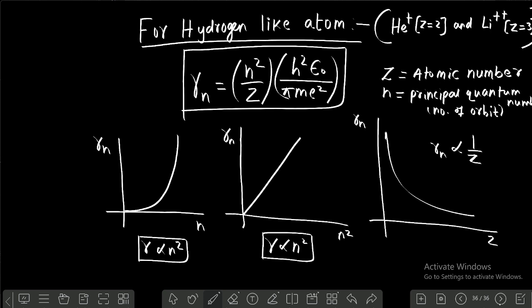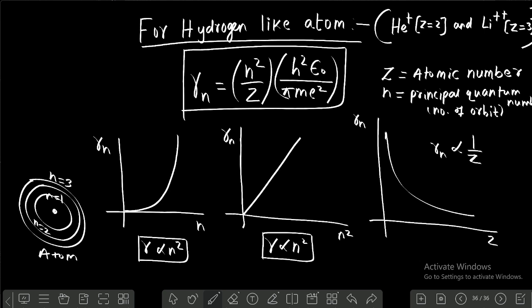Boys, please. N means the principal quantum number or number of the orbit. N equal to 1 is the first orbit. You see here, this is your atom. In the atom you have different orbits, right? N equal to 1 first orbit, n equal to 2 second orbit, n equal to 3 third orbit. If you want to find the radius of this circle, that is R1, this circle R2, that circle R3.